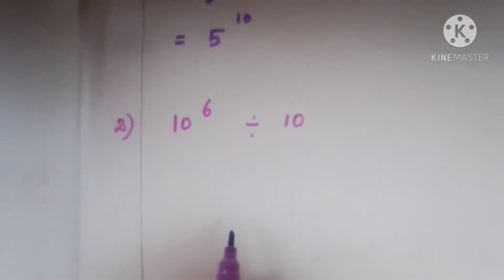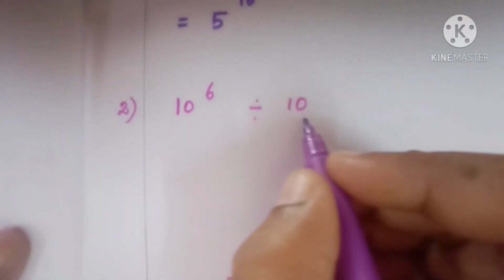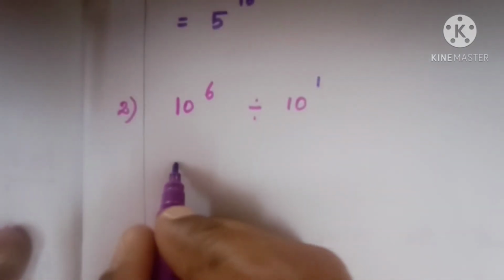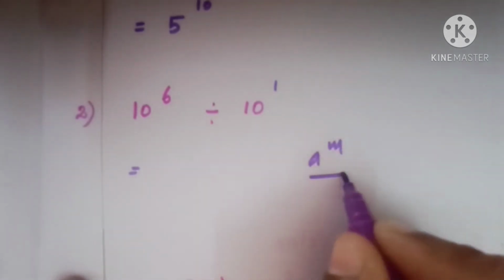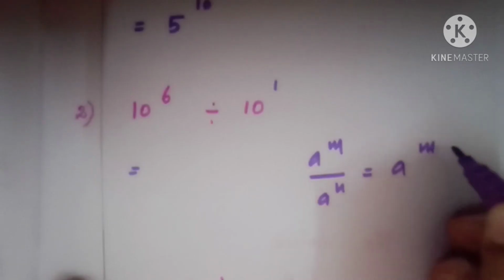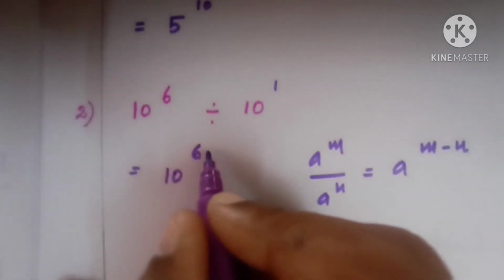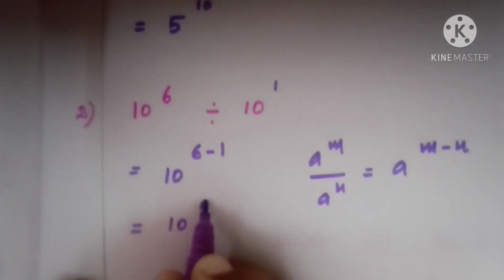Then the second sum, 10 power 6 divided by 10. A number by itself means it has a power 1. Apply the second rule, a power m divided by a power n is equal to a power m minus n. So here 10 power 6 minus 1, we get 10 power 5.